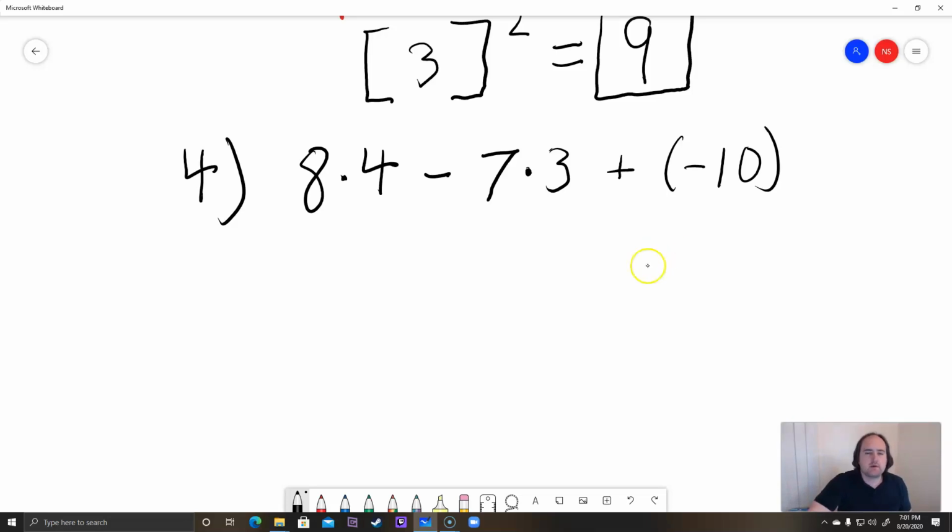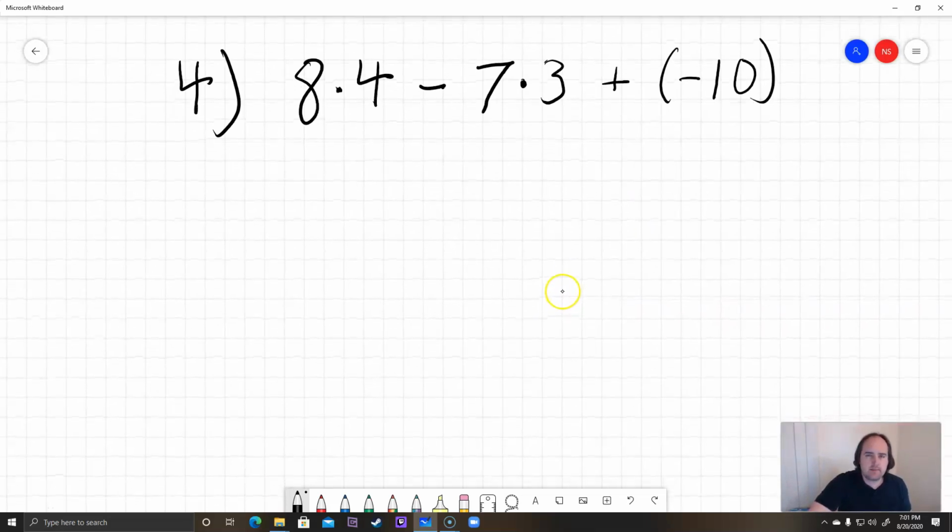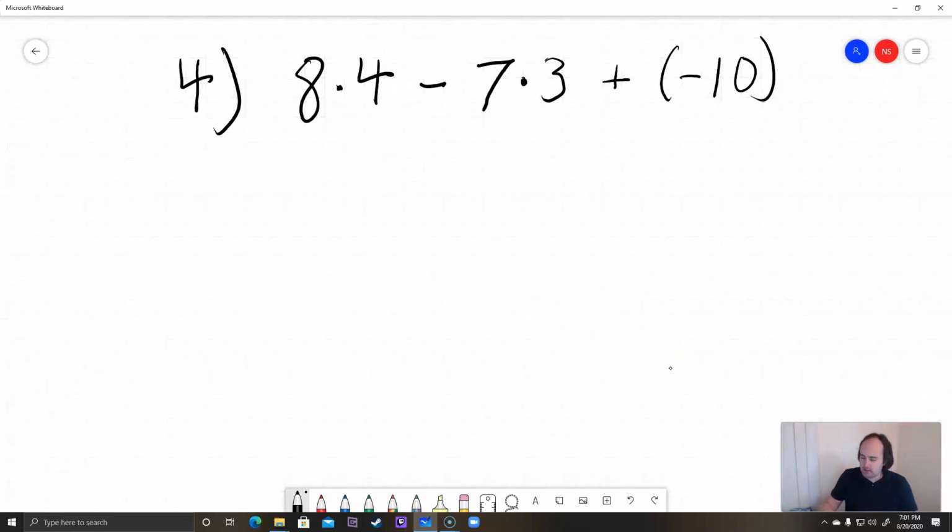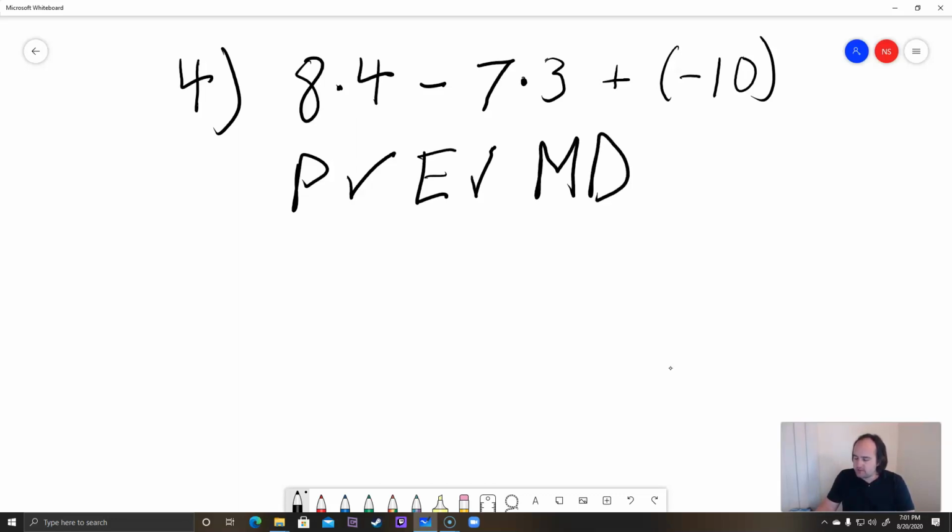So what we're going to want to do here, as always, is PEMDAS. So we're going to start with parentheses. The thing is, the parentheses here are the negative 10, and there's nothing to simplify there. It's just negative 10, so it stays that way. So there's no parentheses to simplify, and there's also no exponents in this problem. So we just go ahead and skip ahead to multiplication and division.